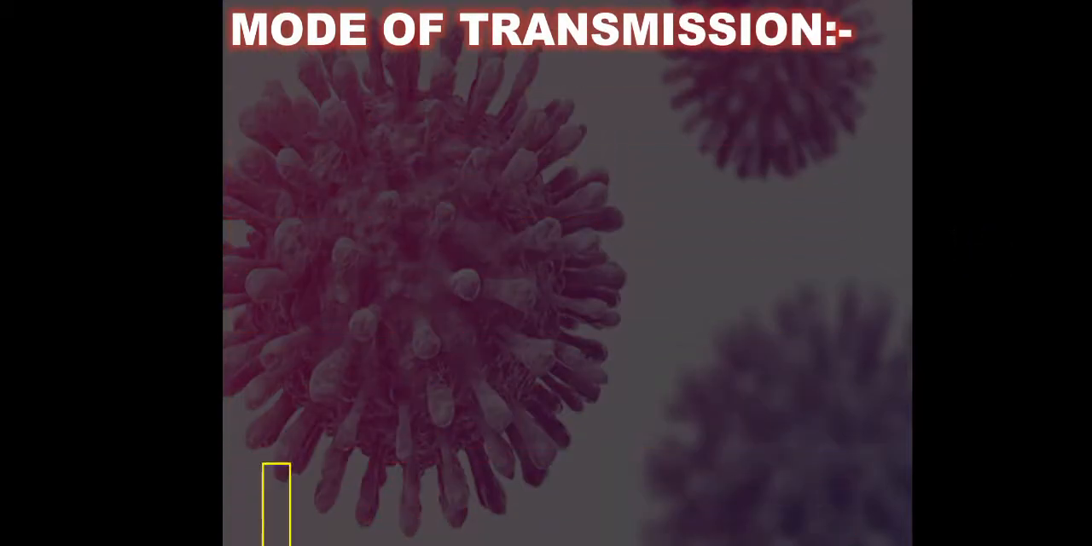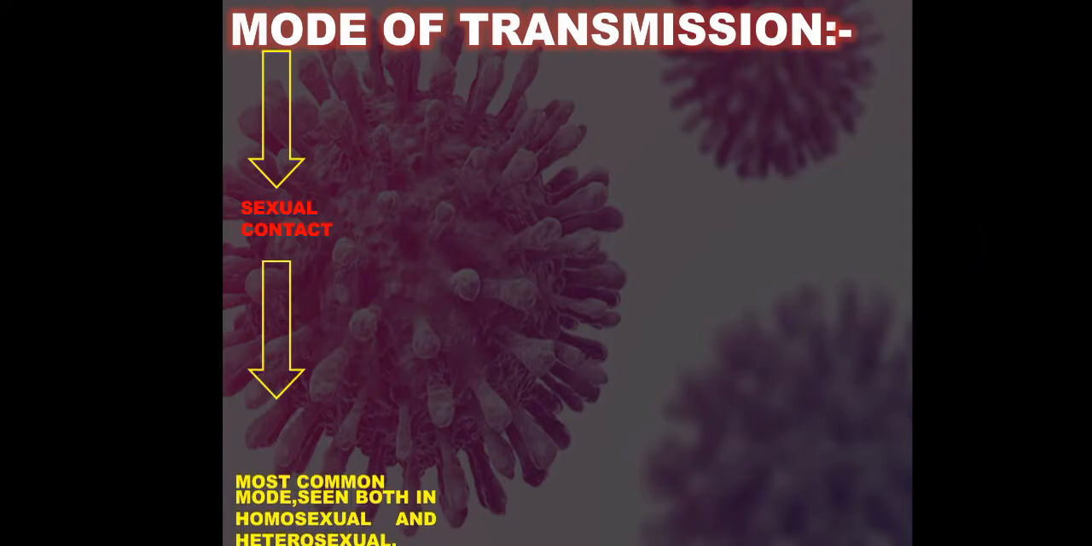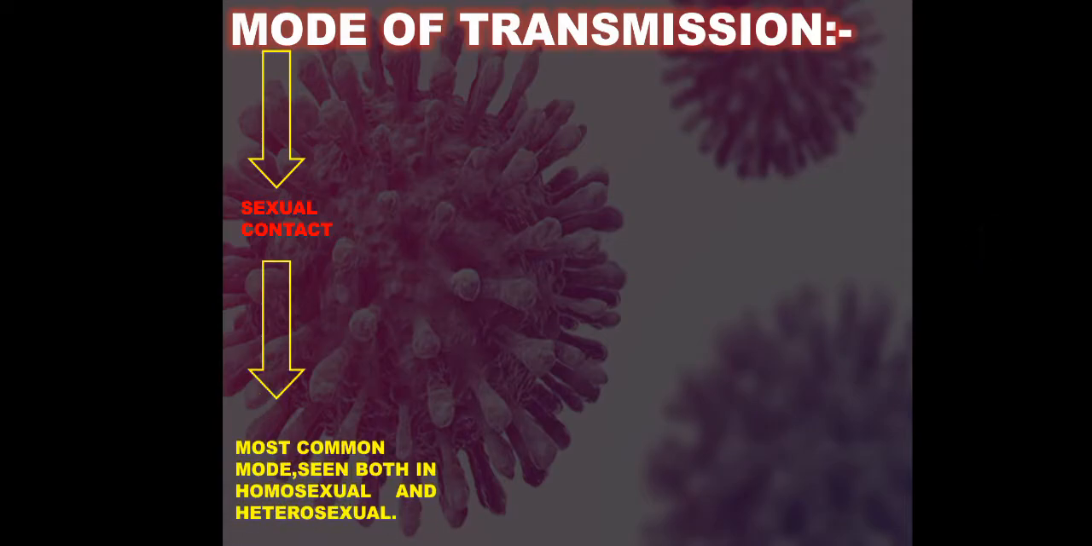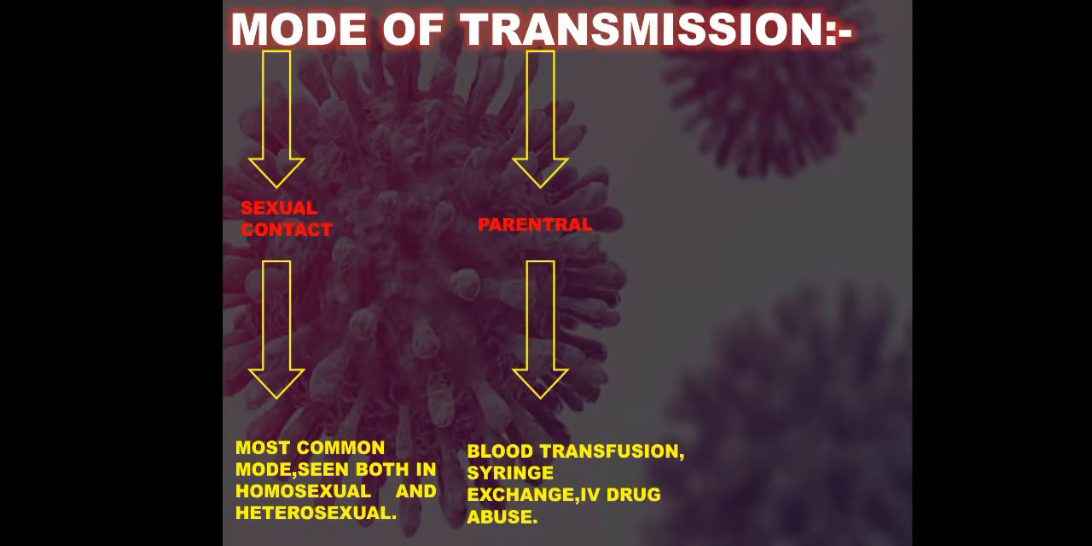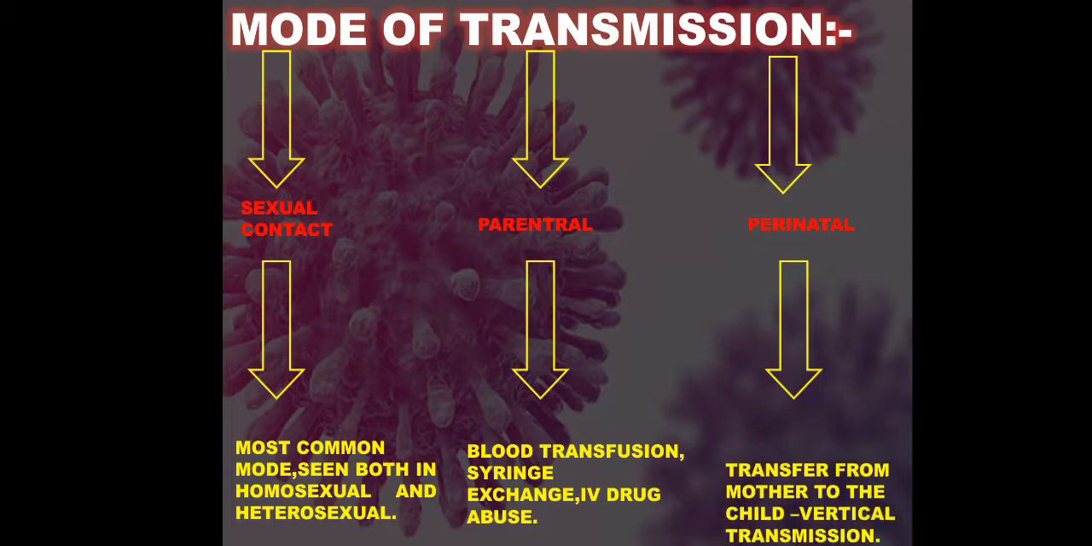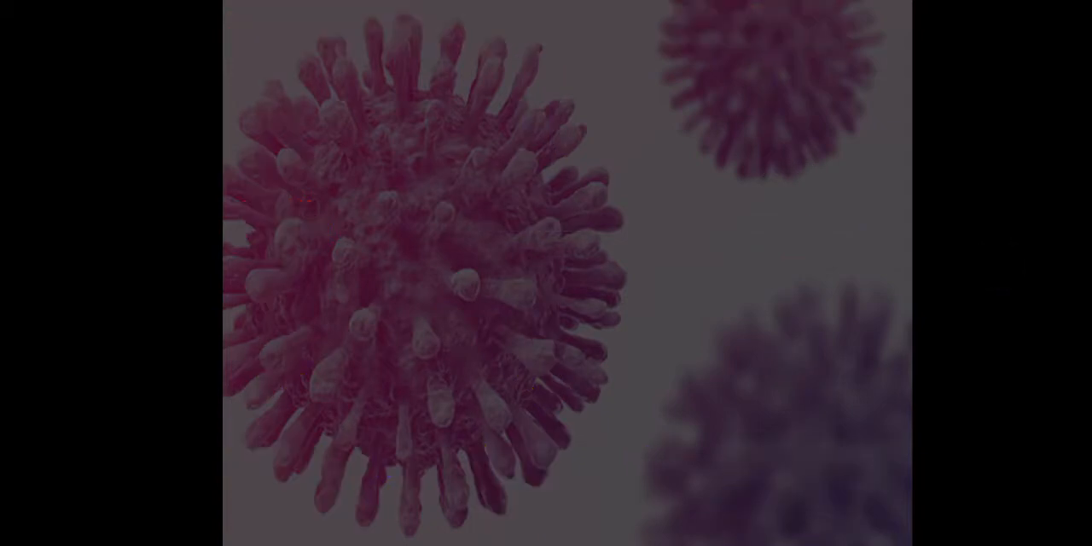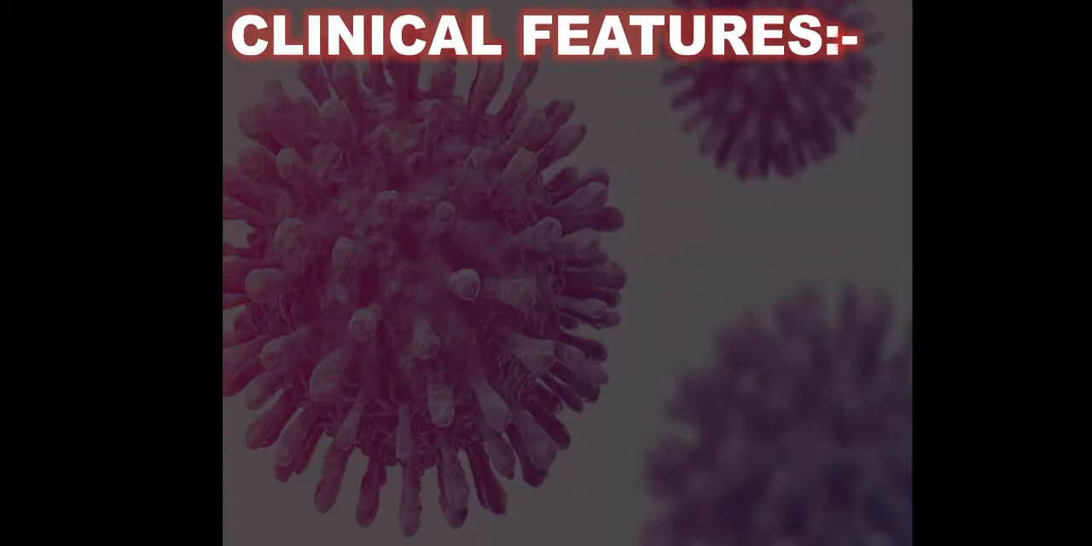In the next, the mode of transmission. There are totally three modes of transmission, in which the first one is sexual contact, which is the most common mode, seen both in homosexual and heterosexual. The second one is parenteral route of transmission, which includes blood transfusion, syringe exchange and also IV drug abusers. The last one is perinatal transmission, which is transfer from mother to the child, that is the vertical transmission.